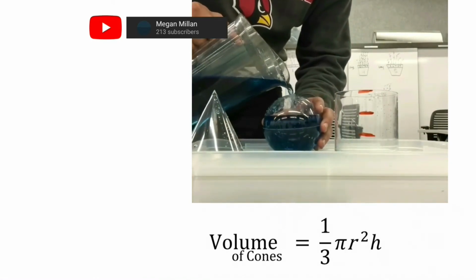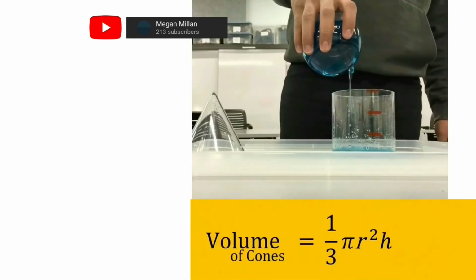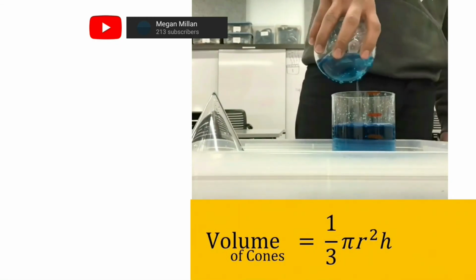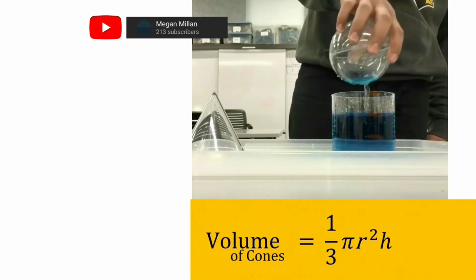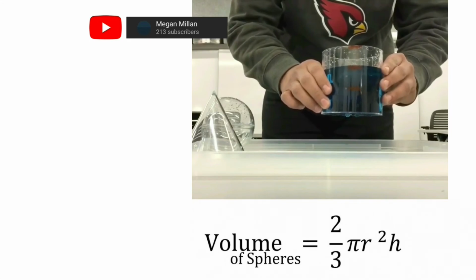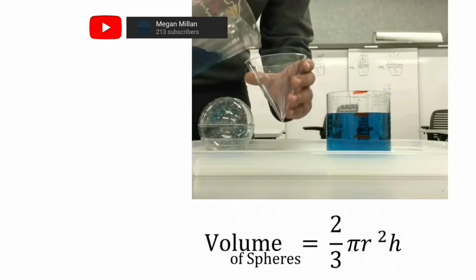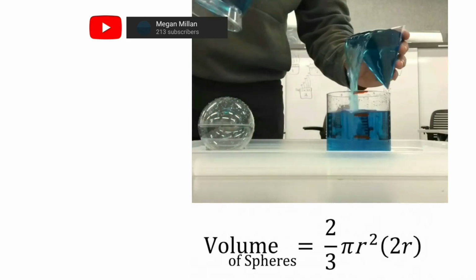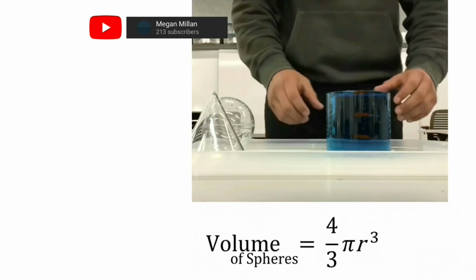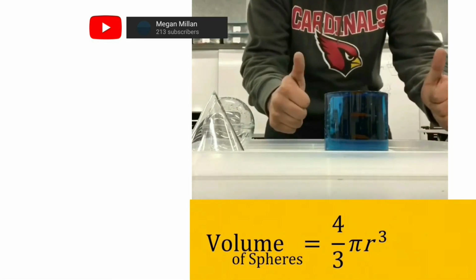Since the volume of cylinders is equal to pi r squared h, the volume of cones is 1/3 pi r squared h, or 1/3 times pi times the square of the radius times the height. This also means that the volume of spheres is equal to 2/3 pi r squared h, or 2/3 times pi times the square of the radius times the height. But the height of a cylindrical container is equal to the diameter or twice the radius of the spherical container. Thus, the volume of spheres is equal to 4/3 pi r cubed, or 4/3 times pi times the cube of the radius.